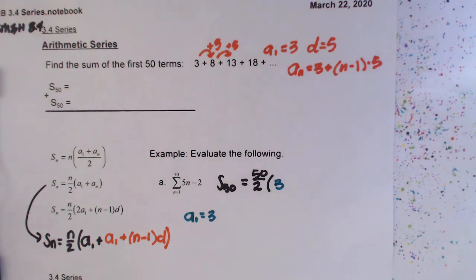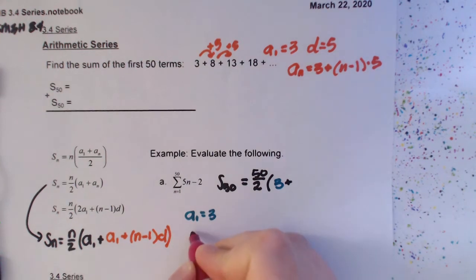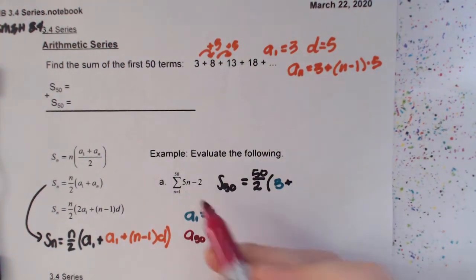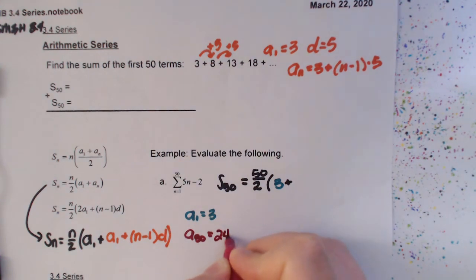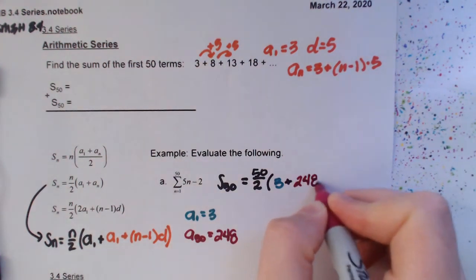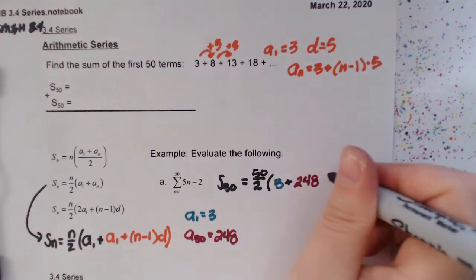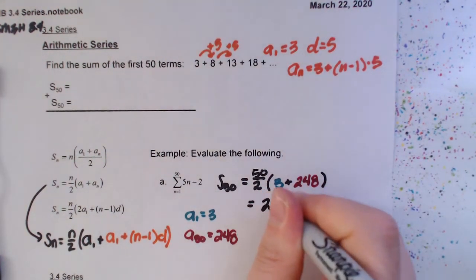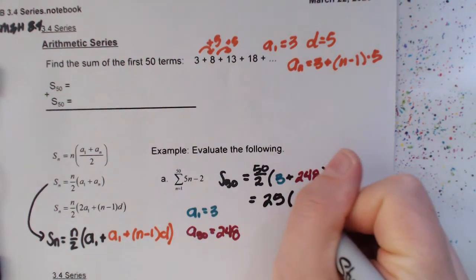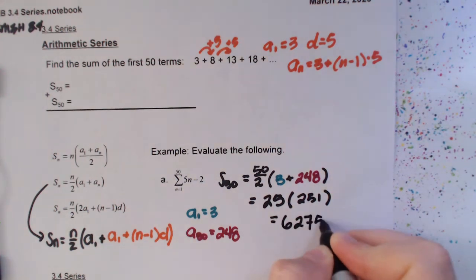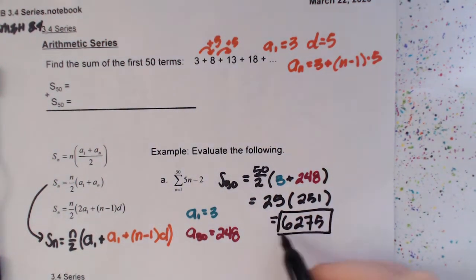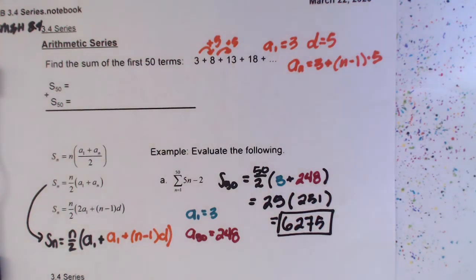And then I'm going to add to that my last term. So I take 5 times 50 and subtract 2, and I get 248. So basically I'm taking 25 times 251, and that's what we get. So that's the sum of the first 50 terms.